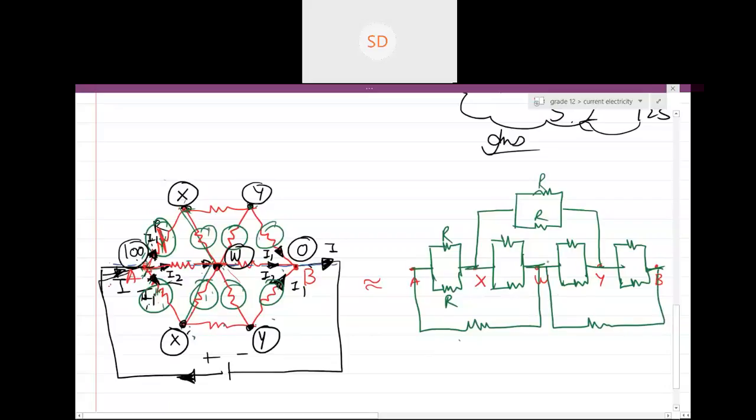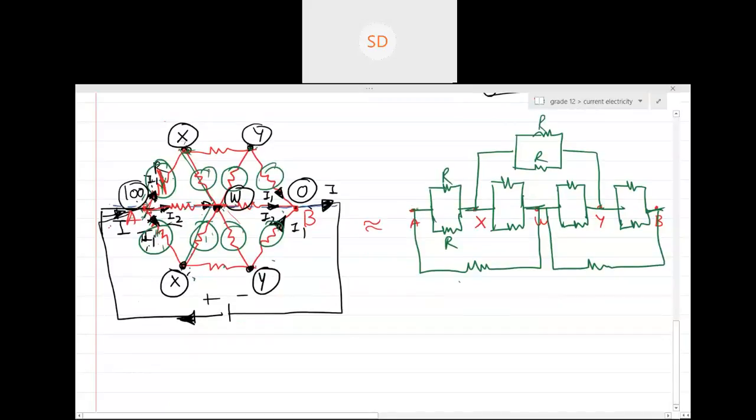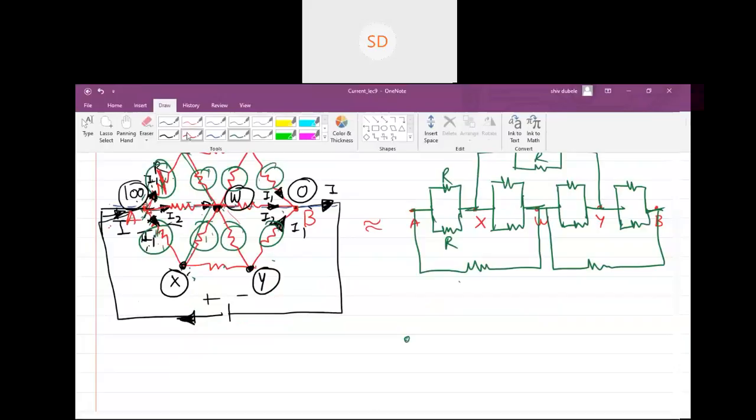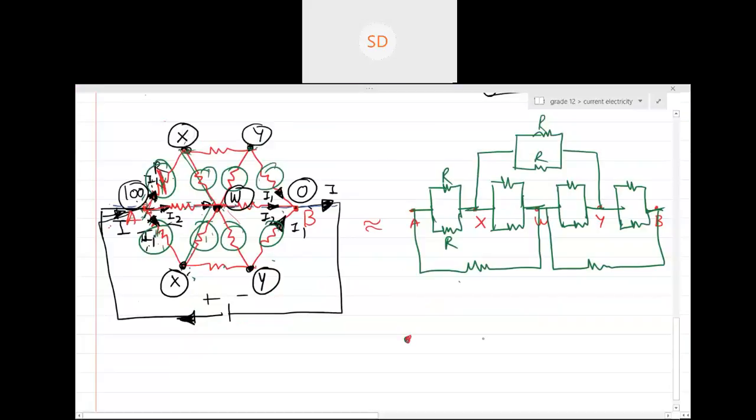Guys, can you understand this now? If I reduce it to smaller bits, then you will be able to understand. See how it is connected? A, X, W. W I'm drawing twice, right? Y. Just for clarity.